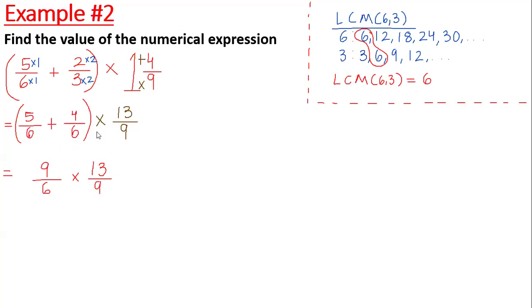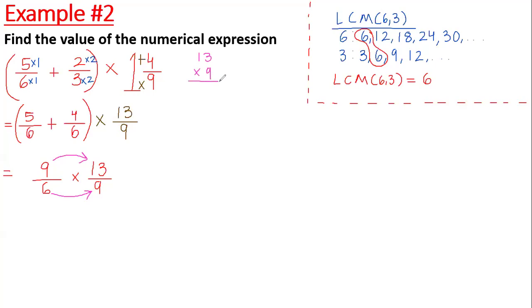Multiply 9 times 13 and multiply 6 times 9. Oh, it's easy. I don't know if y'all see it, but you could just cancel the 2 9s. Okay, but we can do it the long way. So 9 multiplied by 13.